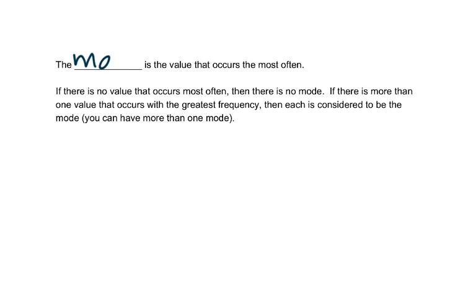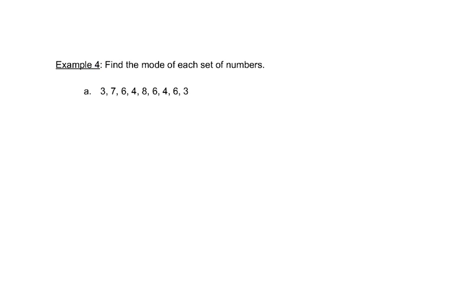The mode is the number that occurs the most often. If there's no value that occurs the most often, then there's no mode. There can also be more than one mode. So let's look at a few examples. So again, sometimes it's more helpful to list these in order from smallest to biggest. Here we can see we have 2 3s, we can see we have 2 6s, we can see we have 2 4s, oh wait, we have 3 6s. So we have more 6s than anything, so the mode is 6.